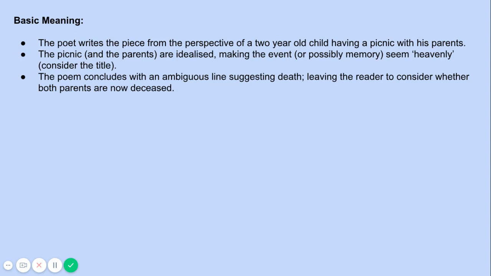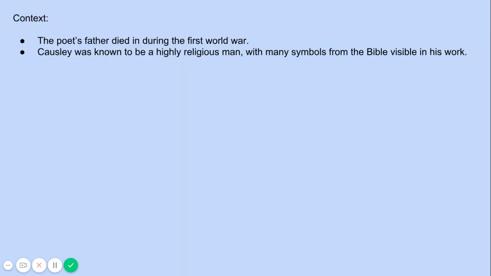So, the poet writes a piece from the perspective of a 2-year-old child having a picnic with his parents. The picnic and the parents are idealised, making the event, or possibly memory, seem heavenly. Think about the title there. The poem concludes with an ambiguous line suggesting death, leaving the reader to consider whether both parents are now deceased.